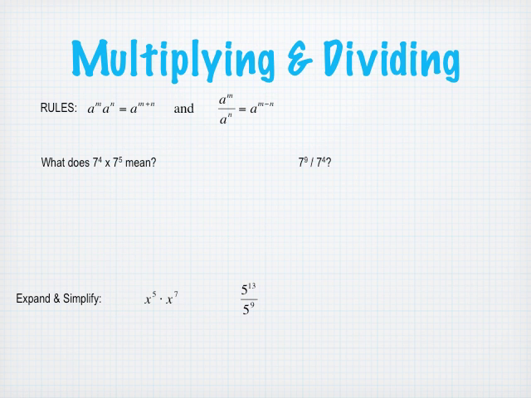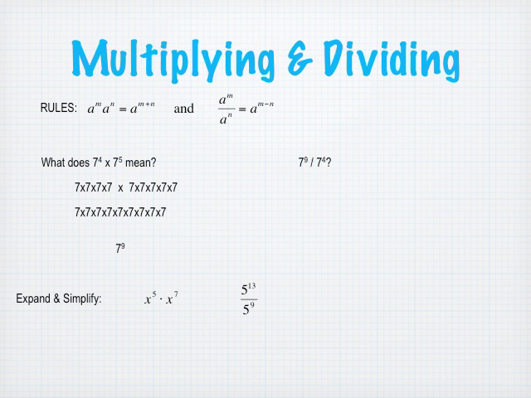So if we have 7 to the 4th times 7 to the 5th. Well, 7 to the 4th is 7 times 7 times 7 times 7. 7 to the 5th is 7 times 7 times 7 times 7 times 7. How many 7s? I have 7 times itself how many times? That's 7 times 7 times 7 times 7 times 7 times 7 times 7 times 7 times 7. 7 to the 9th.